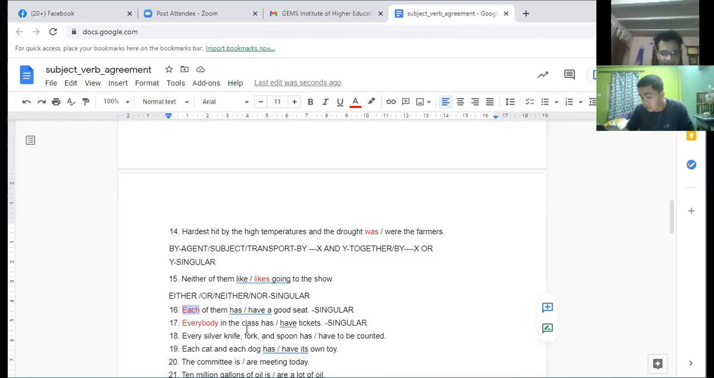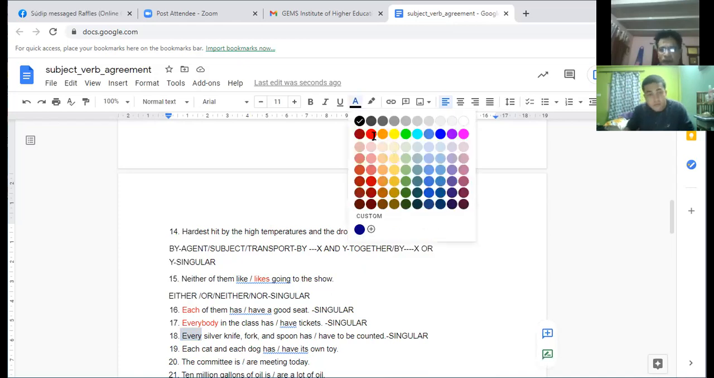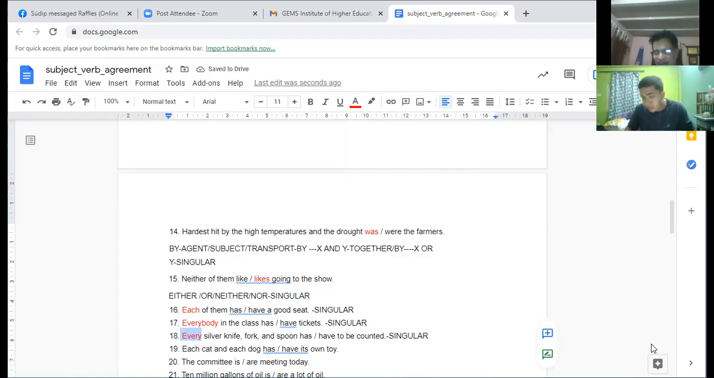And every silver one. Oh, what to do? Answer me, please, without getting confused. Every silver knife. Every fork and spoon. Yes, sir, this is always singular. At one shot only. Every day, okay, done. I have nothing to worry about. So keep on writing the formula, ladies and gentlemen. Is that okay?